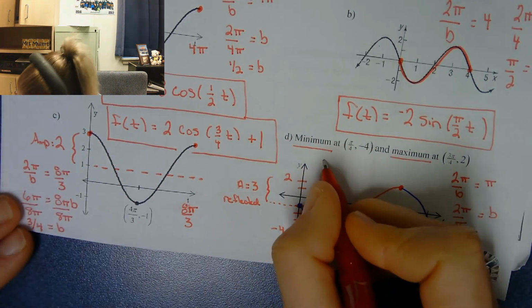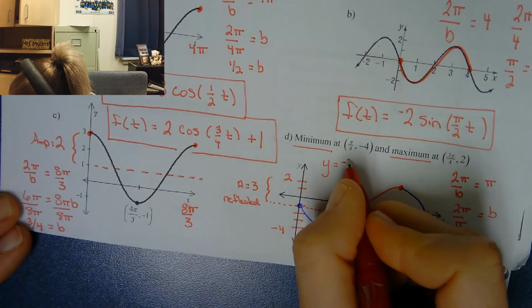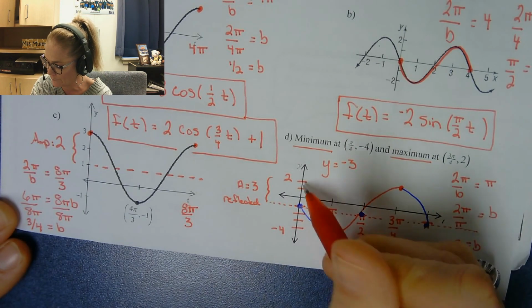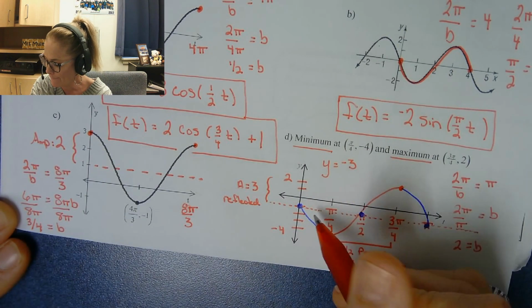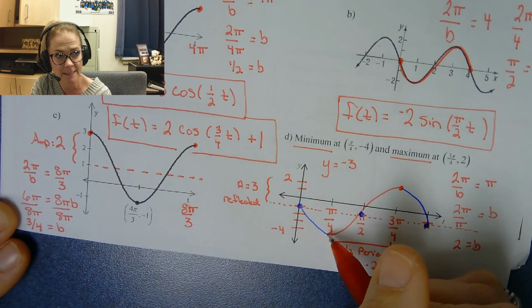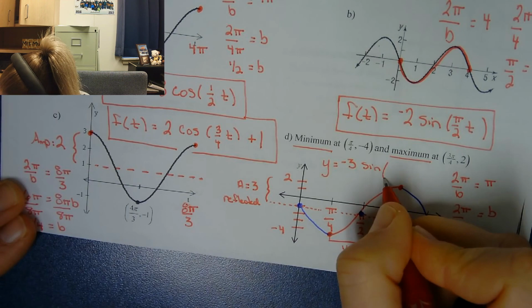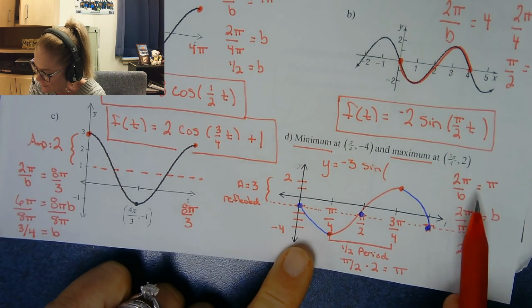So let's put it all together. y equals -3. Again, from this middle line here, it went up 3, down 3, so that's 3. But put sine in here. Grab this b value that we found by solving 2 pi.